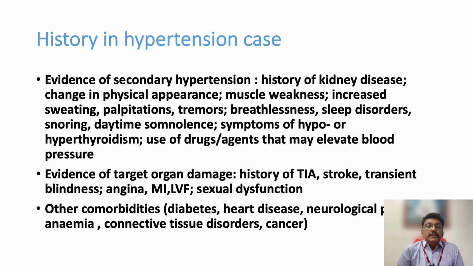Other comorbidities like diabetes, heart disease, neurological problems, anemia, connective tissue disorders, cancer, all should be ruled out. In all conditions where hyperdynamic circulation occurs, like anemia, thyrotoxicosis, pregnancy, you can see systolic BP will be unusually high. That doesn't mean that the patient has hypertension. That is all because of the hyperdynamic circulation. So, we have to take a detailed history of all these comorbid conditions.